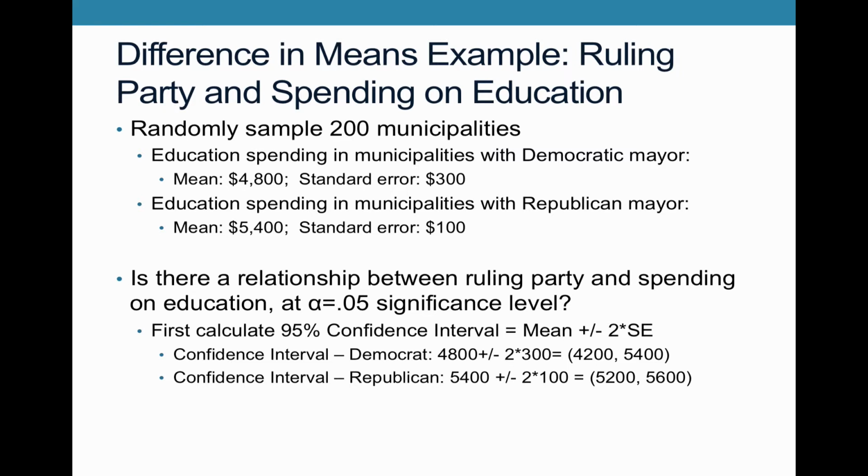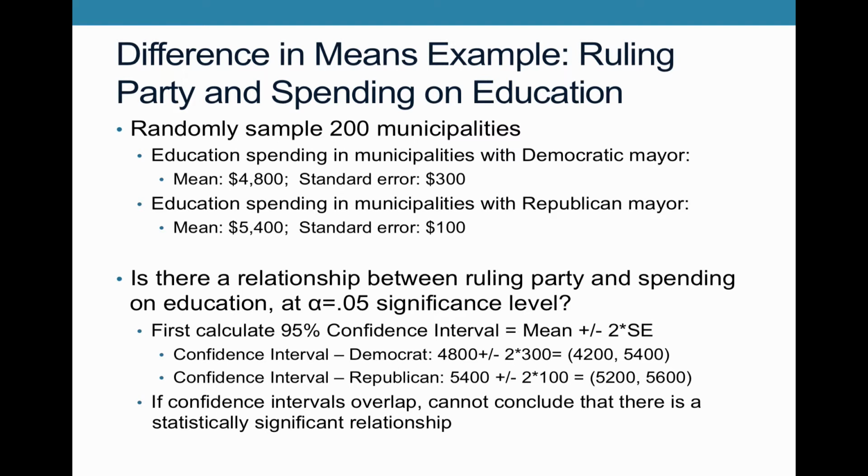Just point out one thing here. We're looking at the standard error for each subset, right? We're looking not at the overall standard error, but the standard error among Democratic-led municipalities and the standard error among Republican-led municipalities. And that's because, as we see here with the Democratic-led municipalities, there's much greater variation than there is among the Republican-led municipalities. So you're not doing one standard error, you're calculating 2 different standard errors and using those separate standard errors in your calculus.